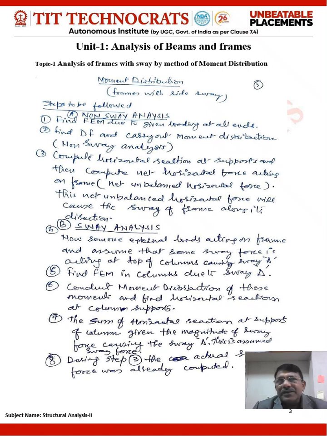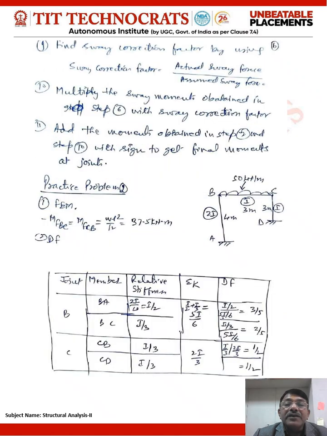After going through the sway analysis, certainly you will have some moments at the base of the column and at the top of the column. For these values, again go for the moment distribution and do the sway analysis. At the end of the process, you will again find the net horizontal unbalanced force at the base of the column. The entire process which I have explained till now, I have explained with a problem.